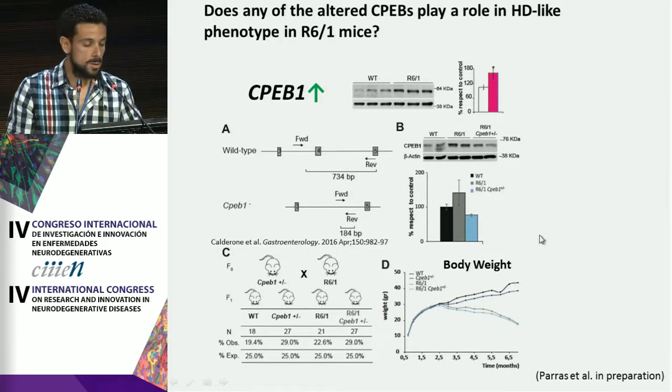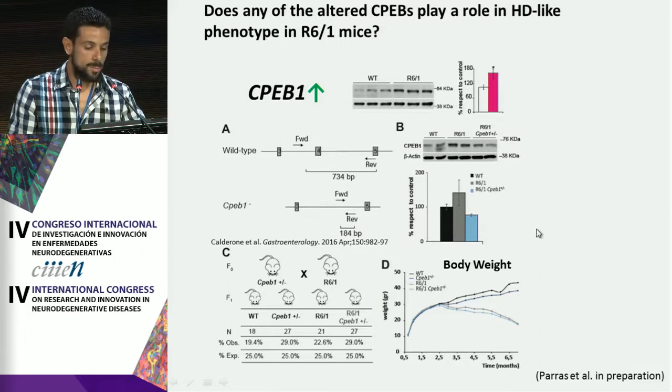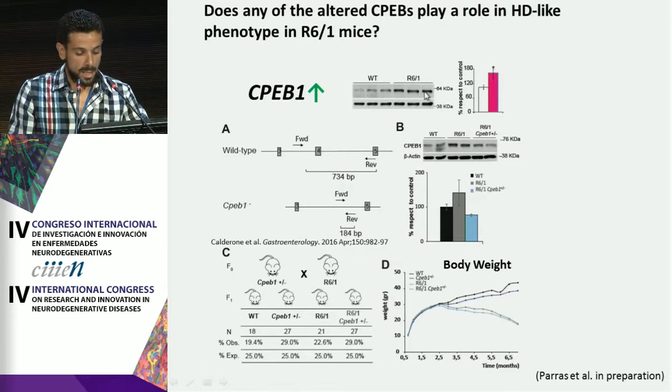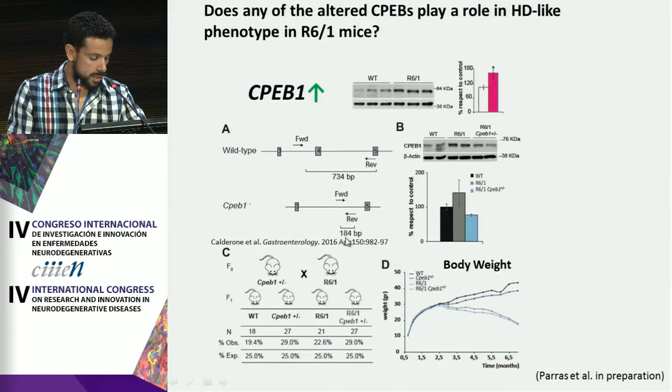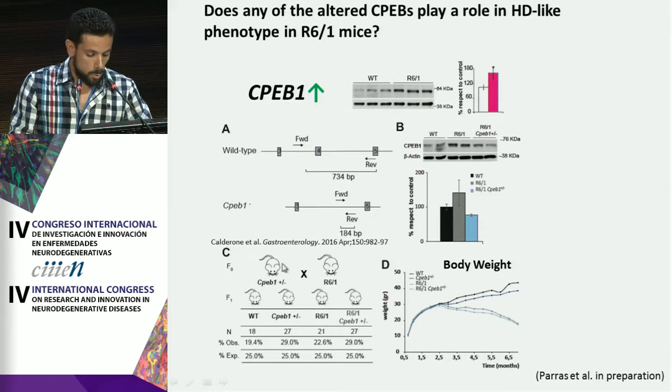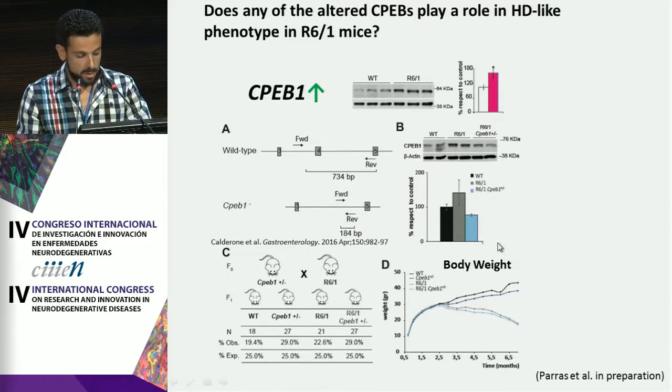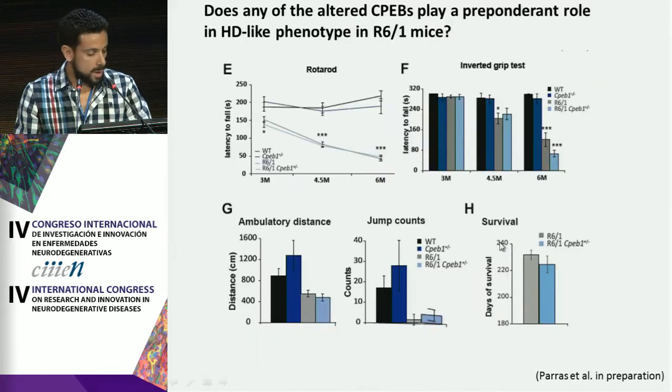And the final question is, does this alteration of CPBs play a role in the Huntington's-like phenotype in R6/1 mice? Remember that we have two possibilities. The first one, CPB1 is increased in R6/1 mice, so we crossed the R6/1 mice with a heterozygous knockout mice of CPB1. We restored the normal level of CPB1, but we didn't find any changes in the body weight loss characteristic of R6/1 mice, any improvement of motor symptoms in rotarod or open field, or any changes in survival.